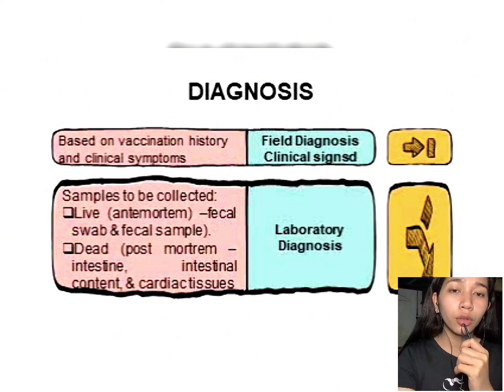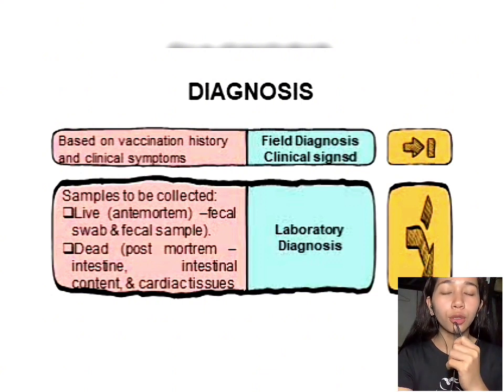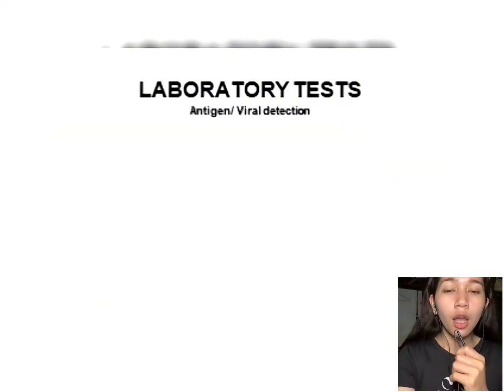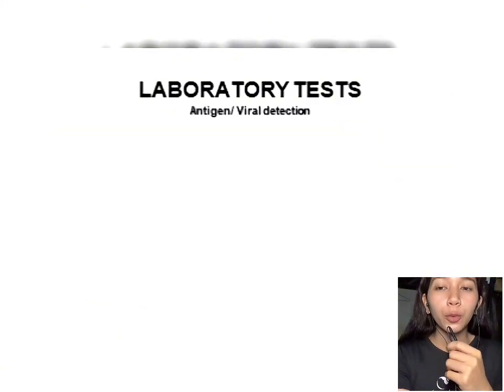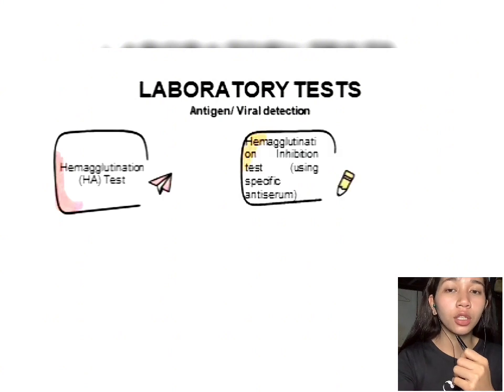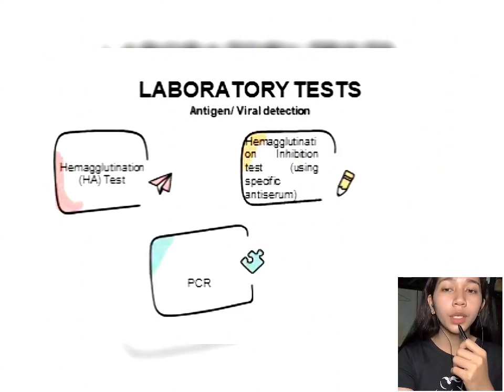Next, laboratory diagnosis. For live diagnosis, fecal samples and fecal swabs are collected, while in dead animals, samples collected include intestine, intestinal contents, and cardiac tissues. For laboratory tests, for antigen or virus detection, we have the hemagglutination test, the hemagglutination inhibition test using canine parvovirus specific antiserum, PCR targeting VP2 capsid proteins, and DNA sequencing.